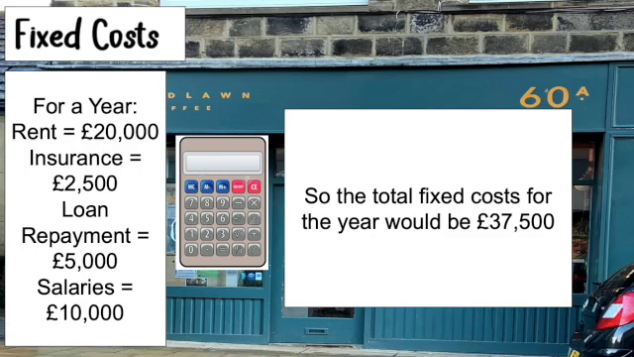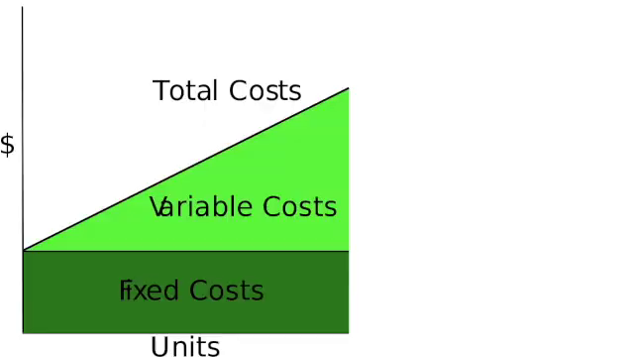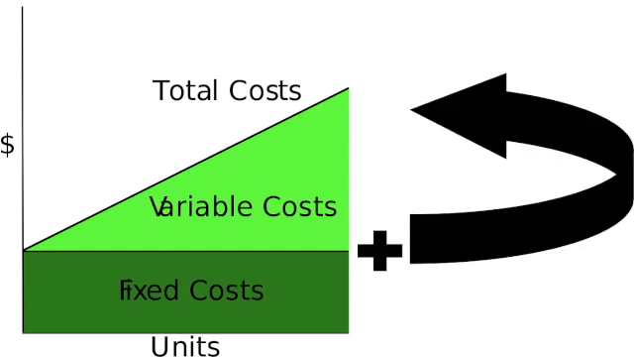So once we've got our total variable costs and we've got our total fixed costs, then what we can start to do is we can start to think about total costs, and we can start to add them together to get our total costs. So your total variable costs plus your fixed cost equal your total costs.